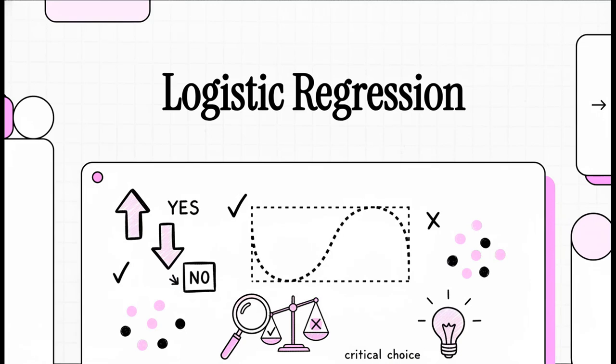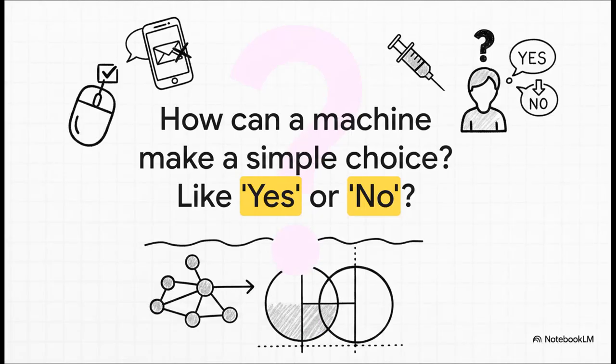All right, let's get right into it. We're going to talk about one of the true workhorses of machine learning, logistic regression. You've seen it in action everywhere, even if you didn't know it. It's the secret to how so many systems make a simple but absolutely critical choice. Yes or no? I mean, really think about it for a second.